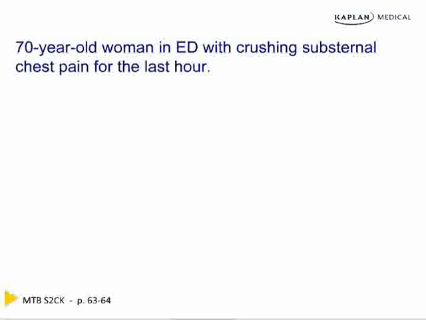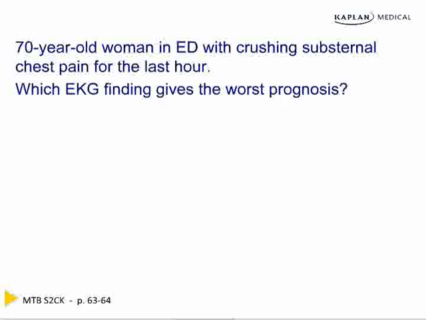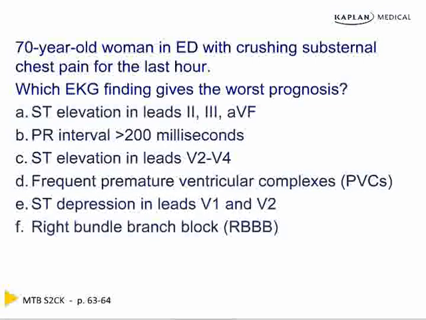A 70-year-old woman is back in the emergency department with crushing substernal chest pain for the last hour. Which EKG finding gives the worst prognosis? Well, the answer is ST segment elevation in the anterior leads. And you might say, well, why not in 2, 3, and AVF? Because 2, 3, and AVF are the inferior wall leads, and the inferior wall leads are simply not as bad. Choice E, V1 and V2, is the posterior wall.